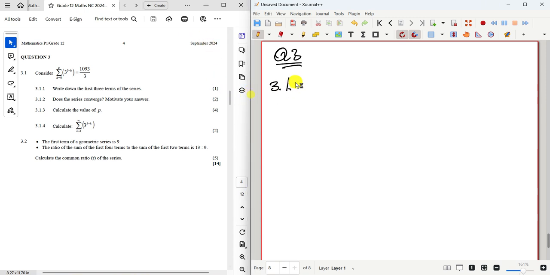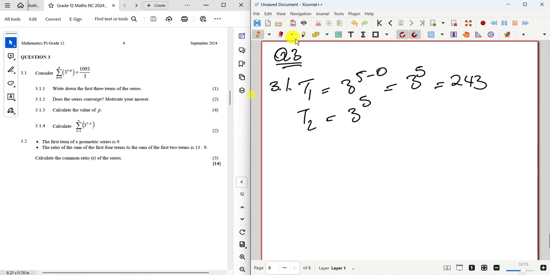The first 3 terms. So term 1 will be 3 to the 5 minus 0. Guys, you need to be careful. Term 1 is to the 0. So 3 to the 5 must be 243. I will confirm.